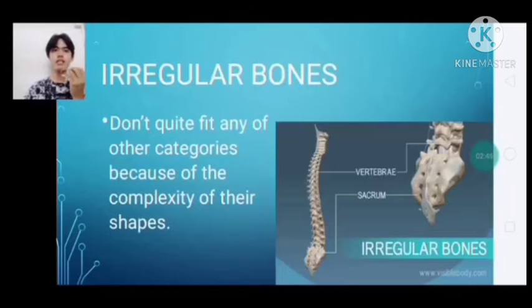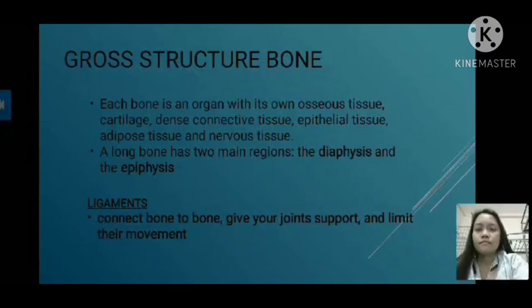The last one is the irregular bones. Irregular bones don't quite fit any of the other categories because of the complexity of their shapes. Irregular bones come in various funky shapes and sizes, and they don't fit any of the other bone categories. Examples of irregular bones are our backbone, the vertebrae, and the sacrum.